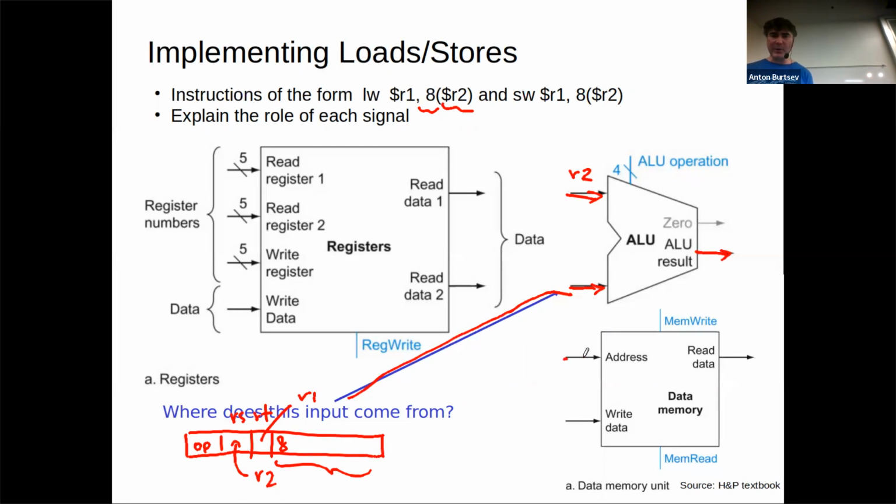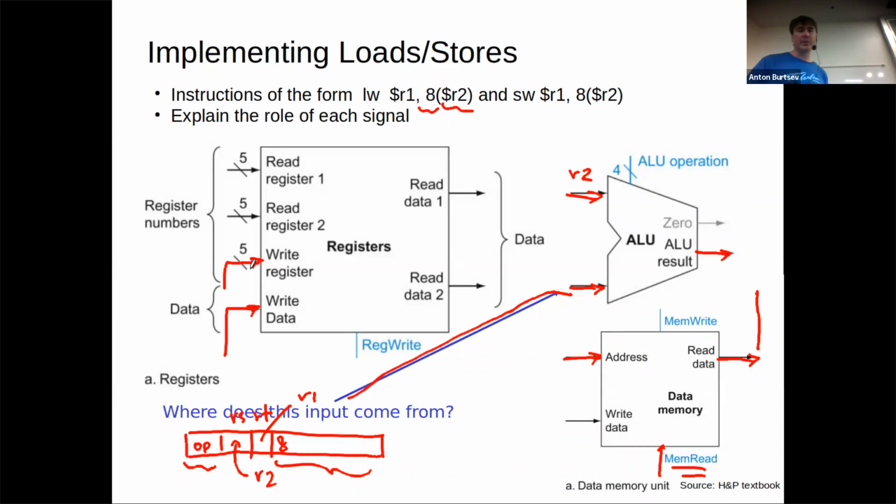This address will be used as the input to the data memory. Then this control signal, memory read, which we activate based on the opcode of this instruction, will allow us to read from memory and get the value here. This is connected back to the register file, where we update the register.